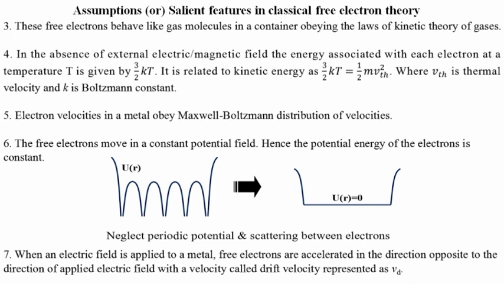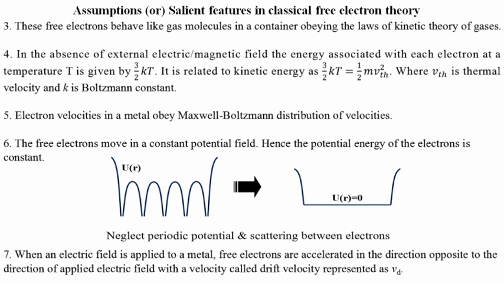Now the third point is, they assume that those free electrons behave like gas molecules in a container, obeying the laws of kinetic theory of gases. And in the absence of external electric or magnetic field, the energy associated is 3/2 kT. All of you know from the equipartition theorem that 3/2 kT is equal to 1/2 m v_th squared. E is equal to 3/2 kT, you know from equipartition theorem for a three-dimensional material, and kinetic energy 1/2 m v_th squared is equal to 3/2 kT, where v_th is the thermal velocity and k is the Boltzmann constant.